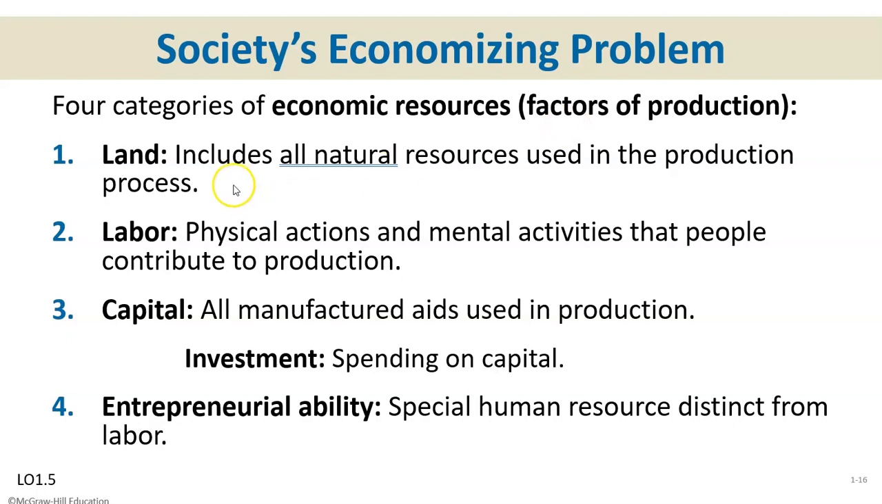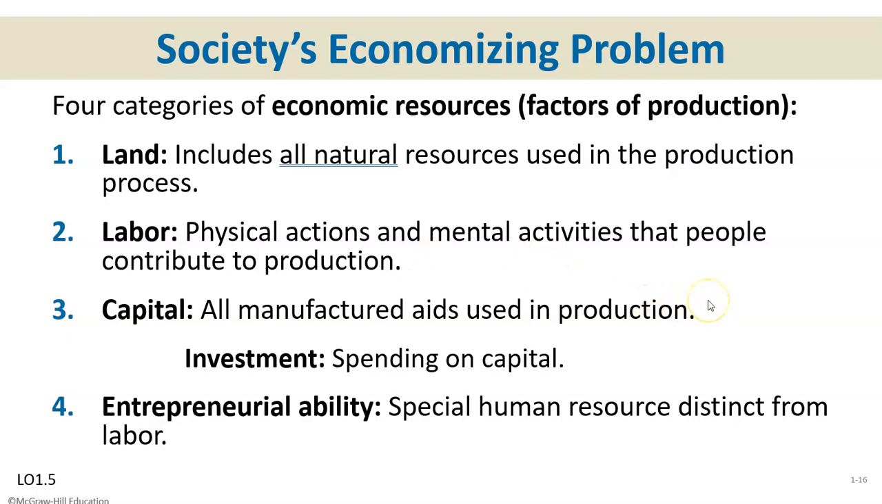The first one is land, and they actually mean a lot more than just land. So land can be any natural resources that society has, or sometimes we can import those natural resources. So we actually import a lot of oil, and then we can use that to produce goods and services. The next one is labor. This one's pretty easy. This is just all of the workers in the economy. So if you're hired on, you get a paycheck, you're considered labor.